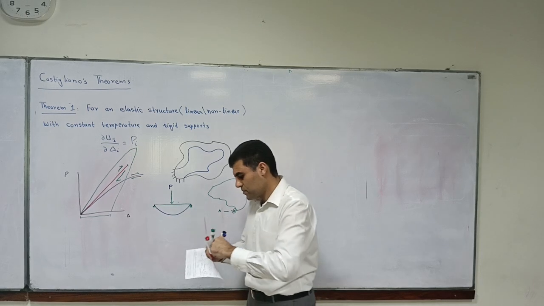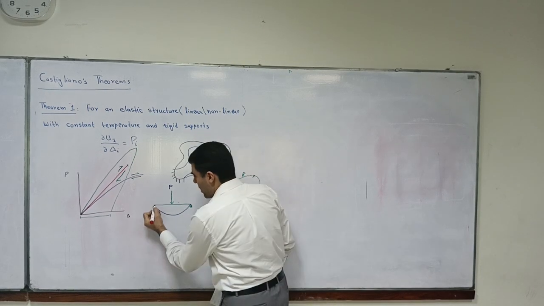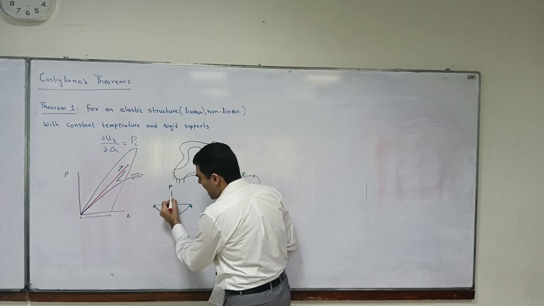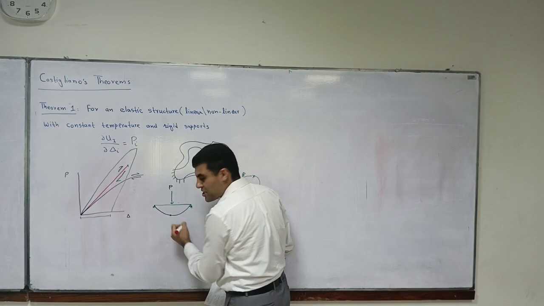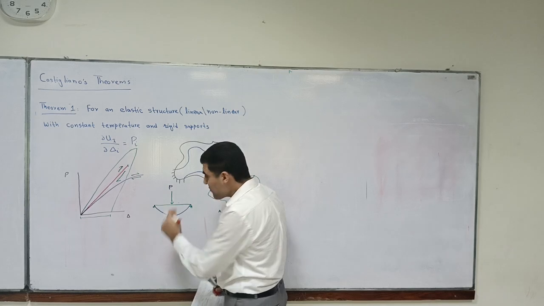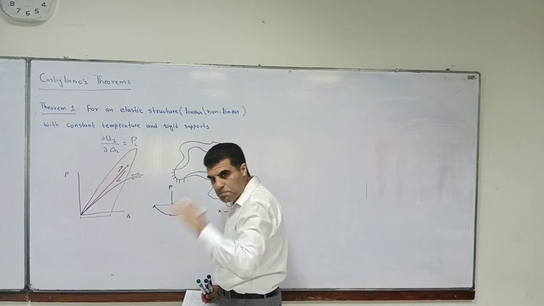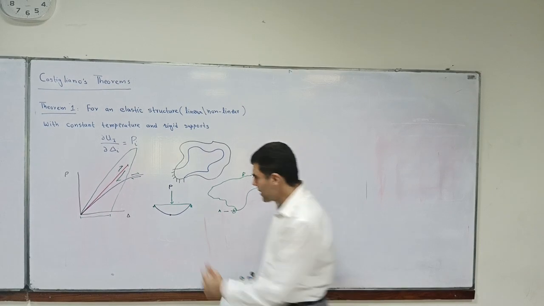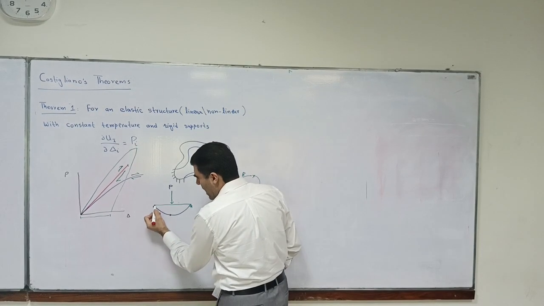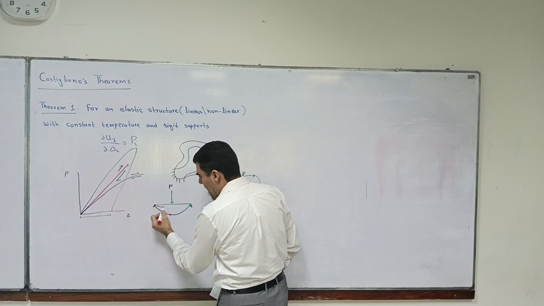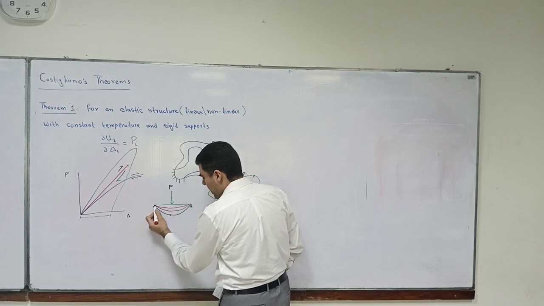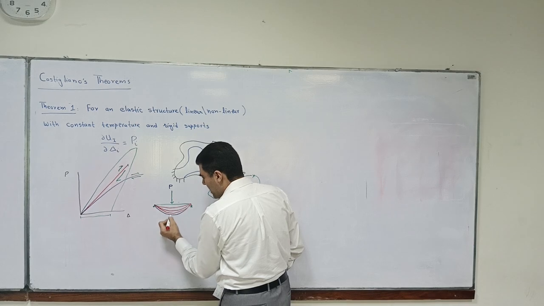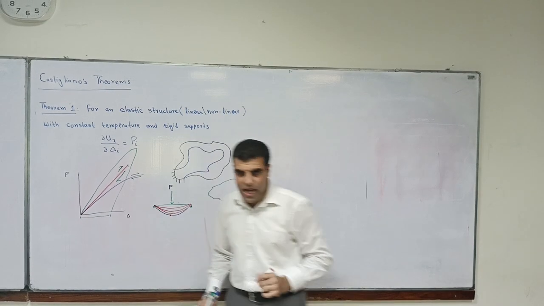Now, if I apply a certain load, it will come to this position. If I take this load and start applying it in portions, initially a proportion of it I apply, it will come here. Another proportion I apply, it comes here. Another proportion, and ultimately, at load P, I would have this deflection.